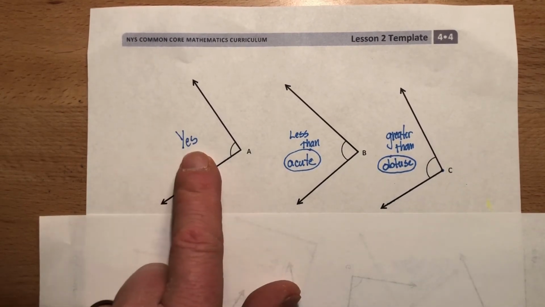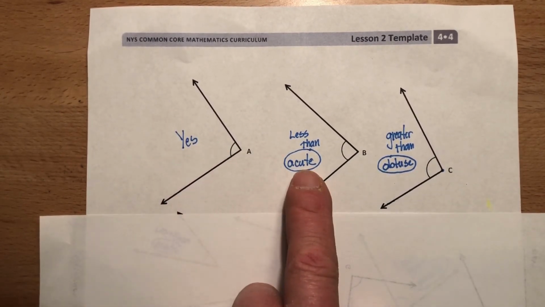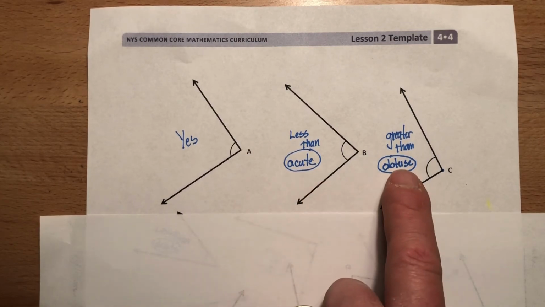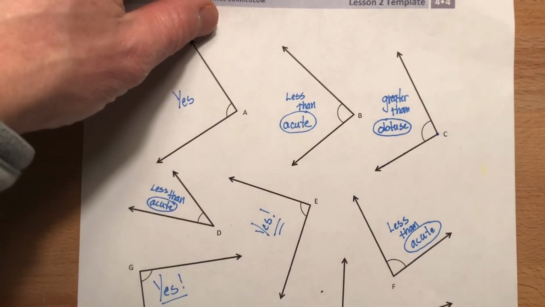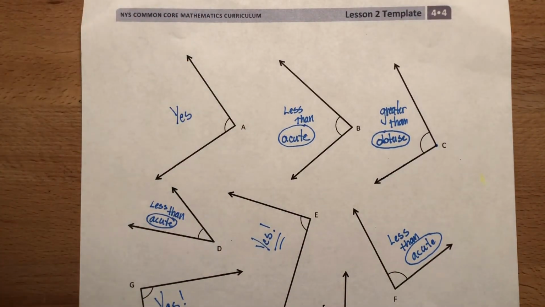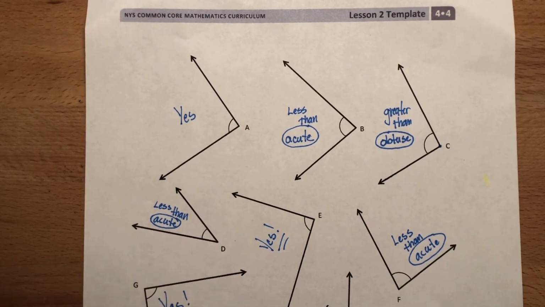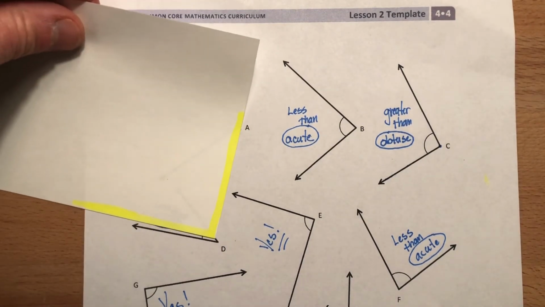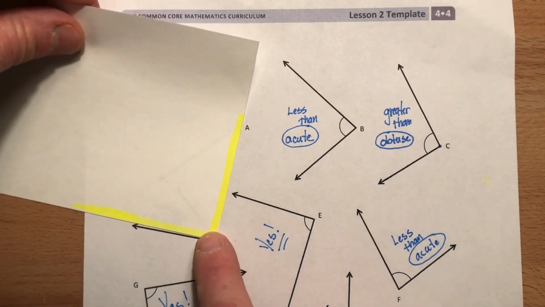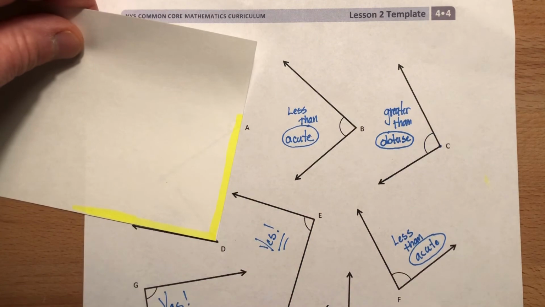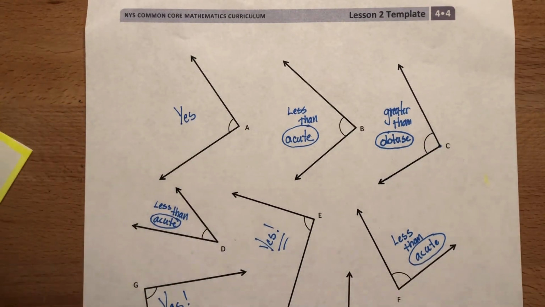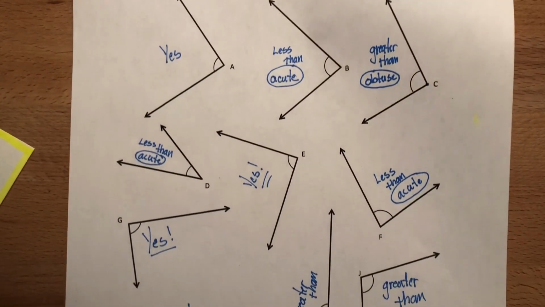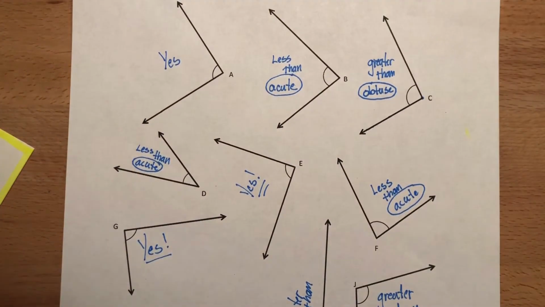We saw yes, right angle. This one was less than a right angle, which is acute. This one was greater than a right angle, which is obtuse. Okay, so let's take a look. Next row. C and D were less than, right? Acute angle. If I get that and put it right in the center of that vertex, it hides behind my paper. It's acute. E was a yes. See how it fits right in there perfectly, right? And then I've got F. F was less than. It was an acute.